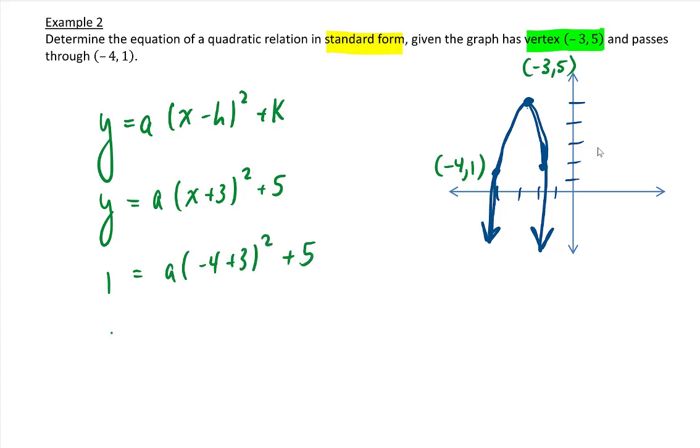So let's isolate for a. So we get 1 equals a times negative 4 plus 3, which is negative 1. We square that, and that gives us 1 a plus 5. And then move the 5 to the other side because it does not have an a attached to it. And we get that the a value is equal to negative 4, which is great because our a value should be negative because the parabola opens downwards.